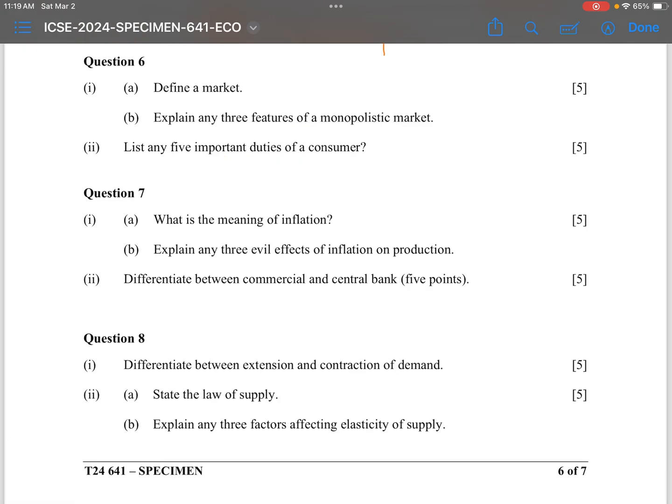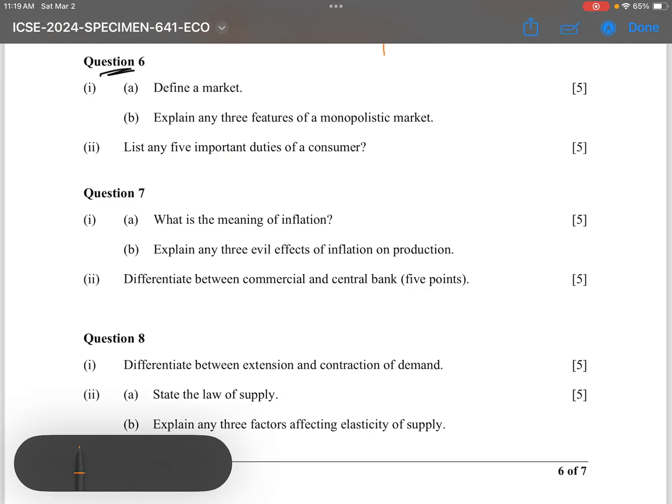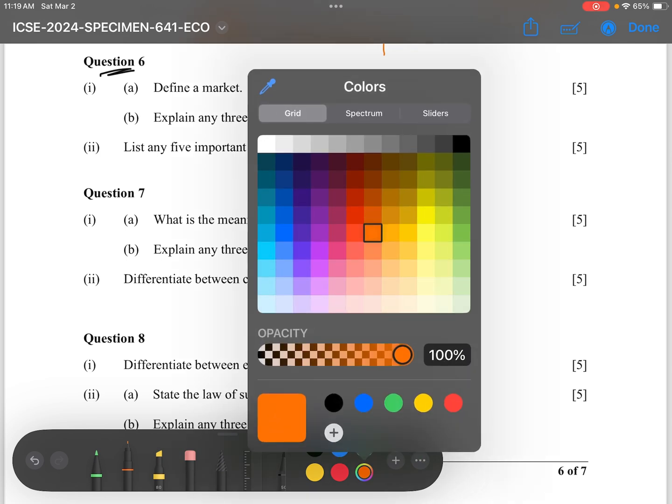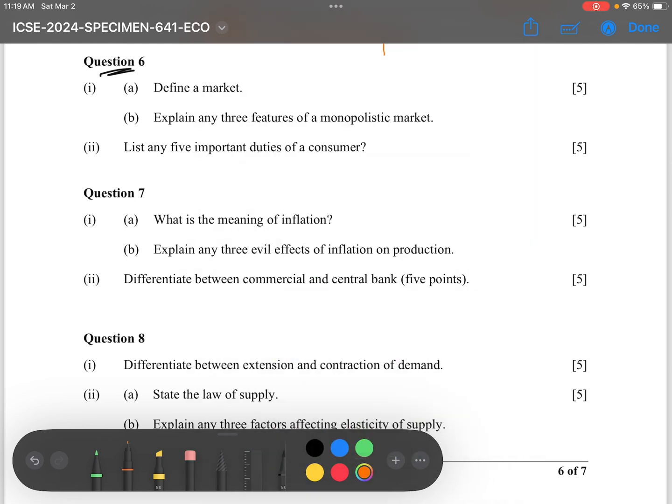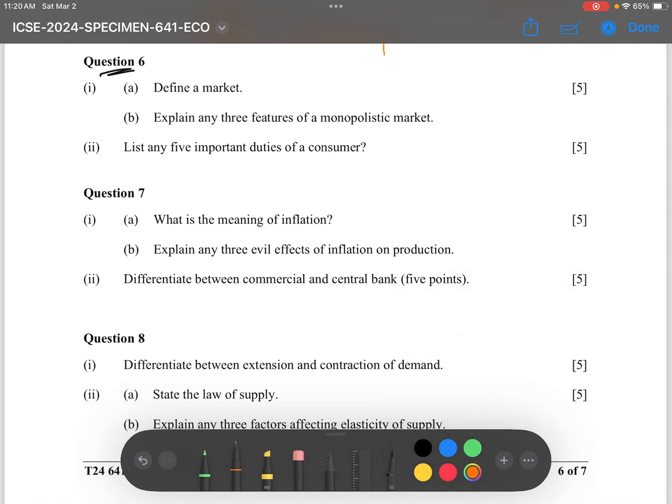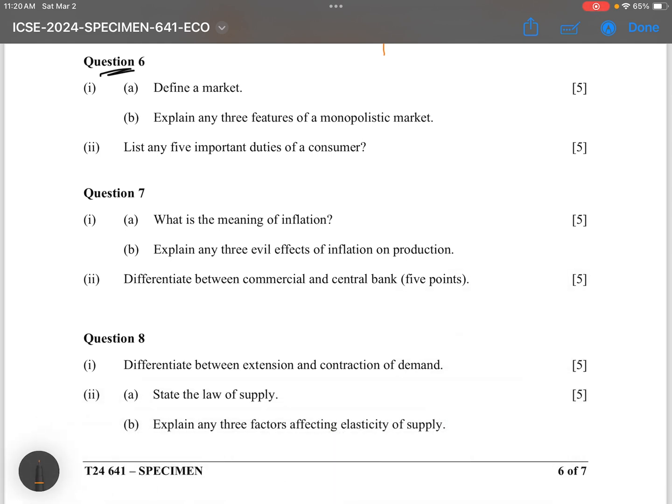Next question is question 6. Define a market. Now, when we are doing define a market, again, you have a definition. You need to pay attention to that definition. Just write the definition completely and your answer is correct. So what is a market? A market is a place where parties can gather, where the buyers and sellers can meet together to facilitate the exchange of goods and services. Now, make sure that you are covering all the keywords here. Second part of the same question is explain any 3 features of a monopolistic market.